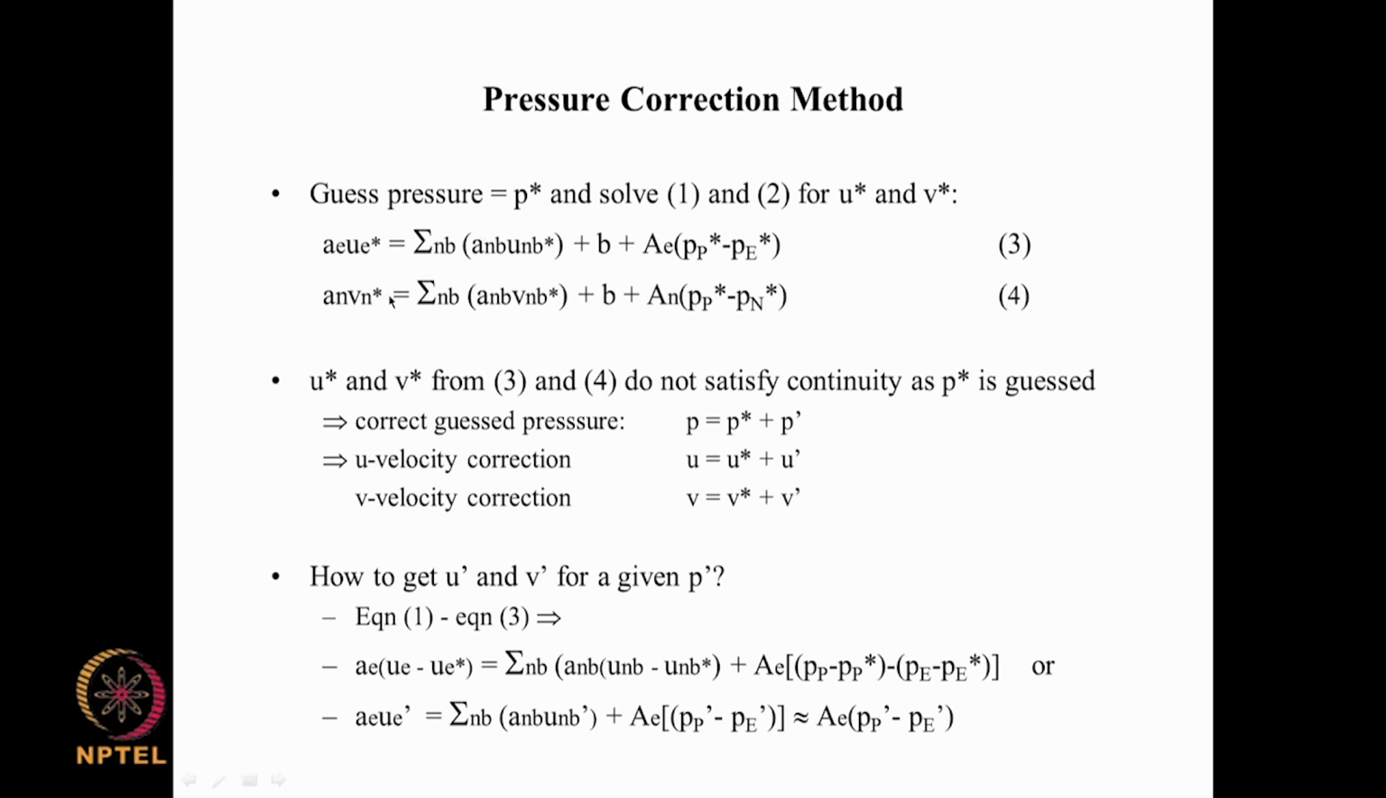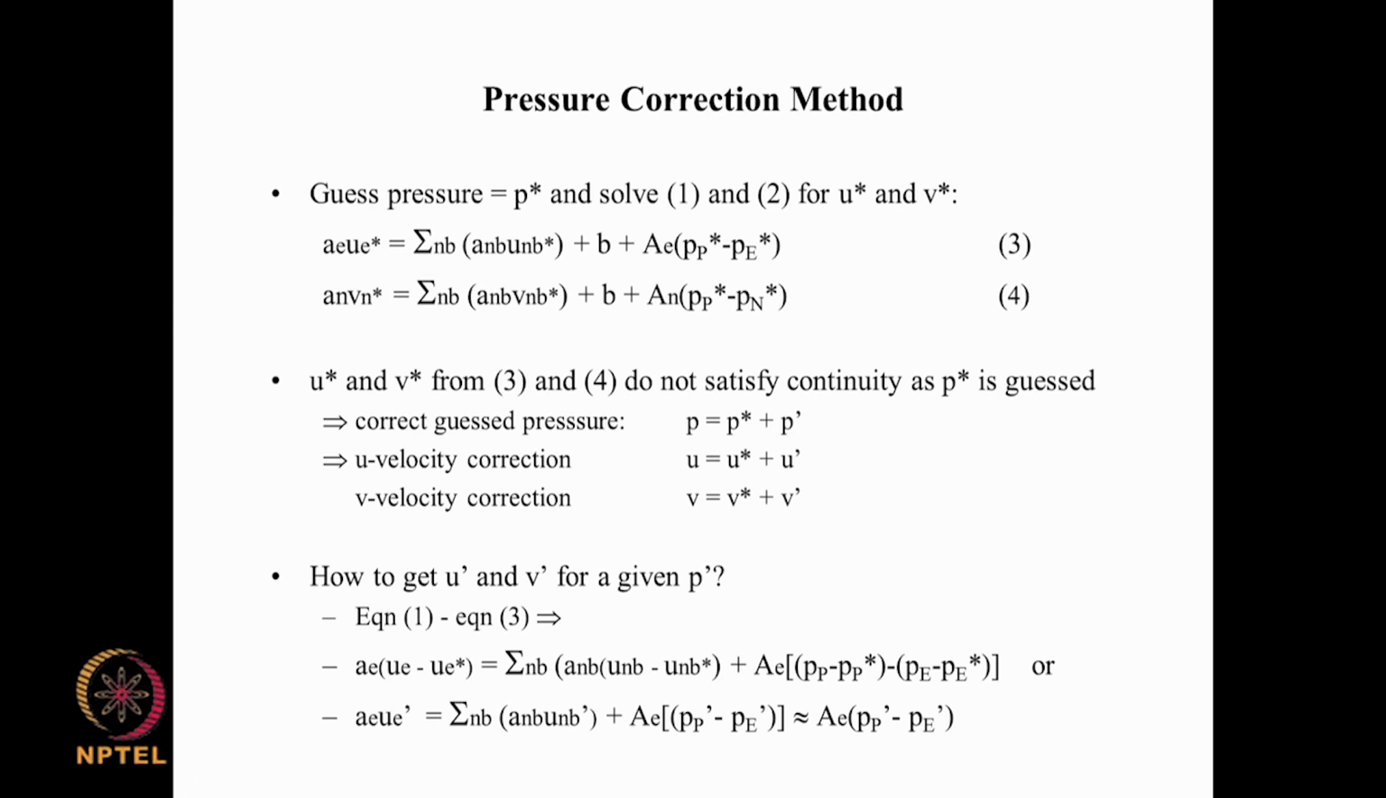But these velocity components are not necessarily correct, and they do not satisfy the other equation, the third equation which has not been used, which is the continuity equation. So what we therefore suggest is that let us try to correct the assumed pressure by adding a component P prime which is yet to be determined.